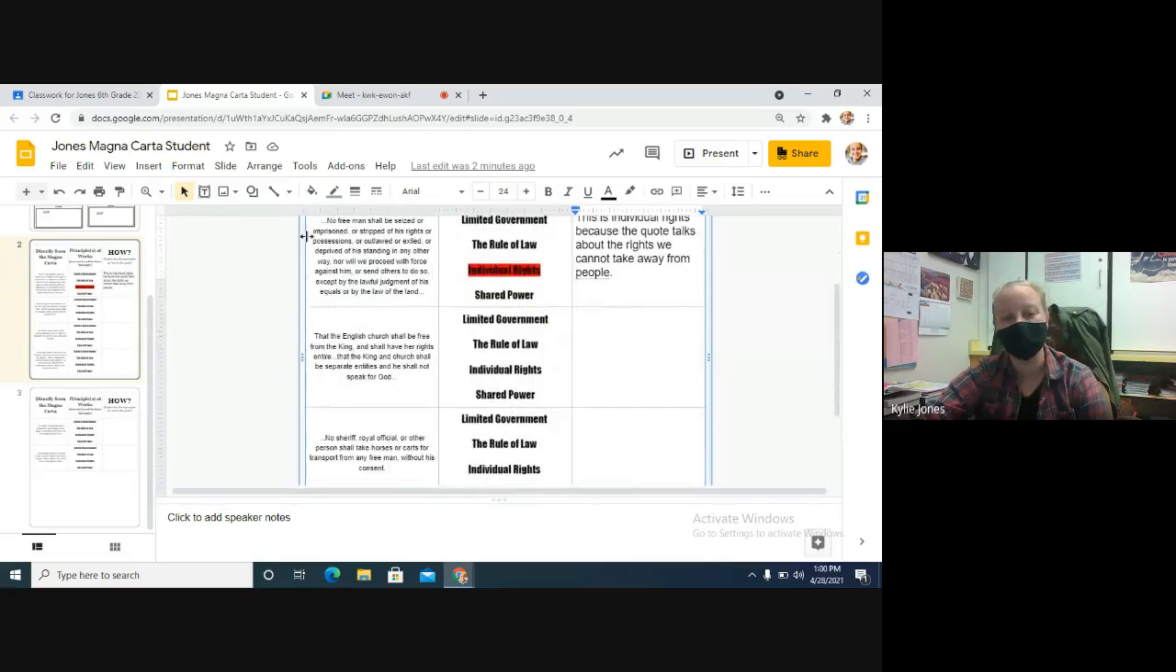But the next one says that the English church shall be free from the king and shall have her rights entire, that the king and church shall be separate, and he shall not speak for God. So the king and the church are now not together, right? So God has not chosen who the king is. So is that, I'll give you the hint. Is it limited government or shared power? Limited government.